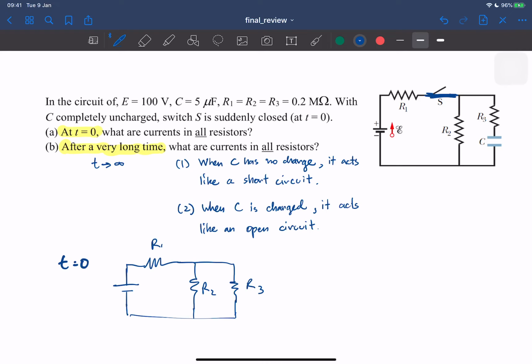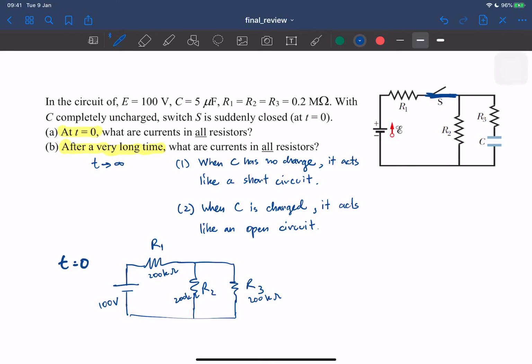But when t is not equal to 0, maybe like 0.1 nanosecond or some other time, then there's some charge in the capacitor, and this is no longer true. But at t equal to 0, this is the circuit. It's all 200 kilo ohm, because that's 0.2 mega ohm. And then the battery is 100 volt. What we want is to find the current in all resistors.